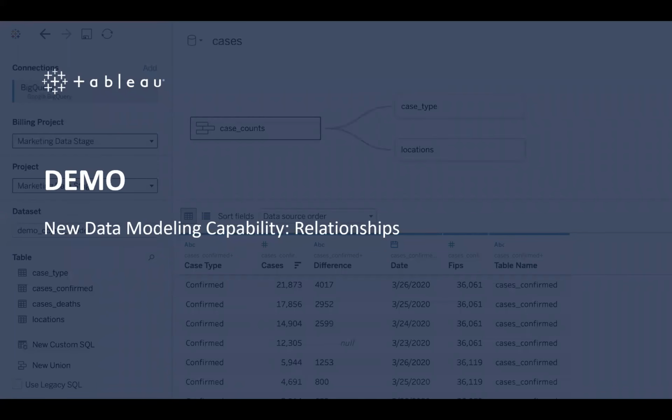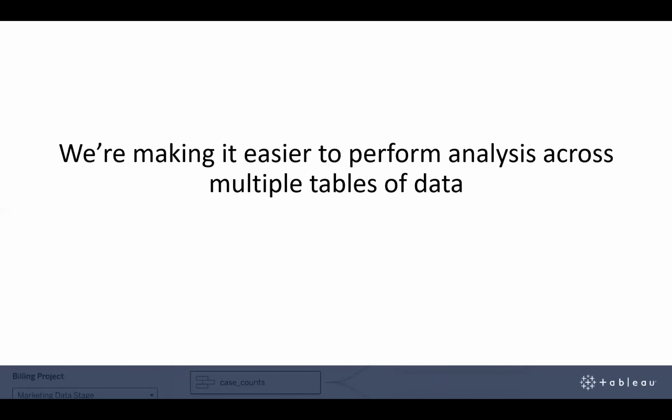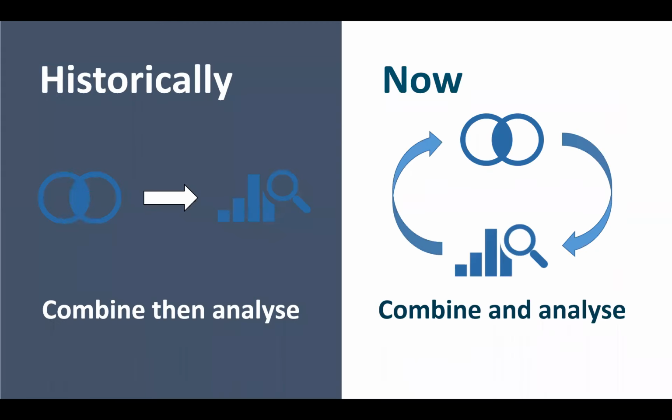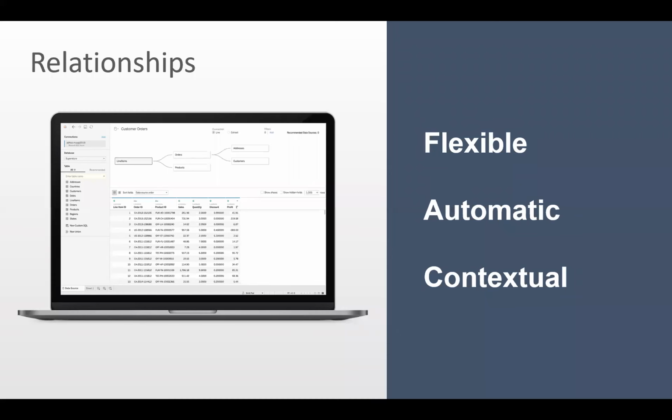All right. So let's go in and demo the new data modeling capability, which is called relationships. With relationships, we're making it even easier for users to perform analysis across multiple tables of data. In the previous versions of Tableau, you had to choose which type of join you needed to perform when combining tables, and often you weren't sure what the best join was. Now you can choose the tables, and Tableau will figure out the best way to join the tables based on the view that was created, or needs to be created.